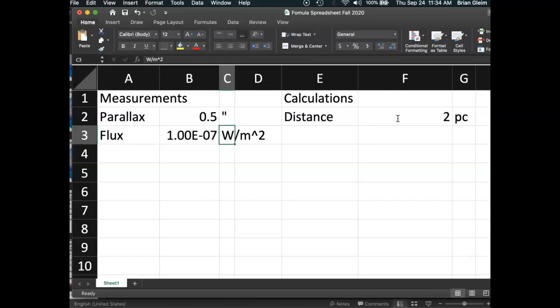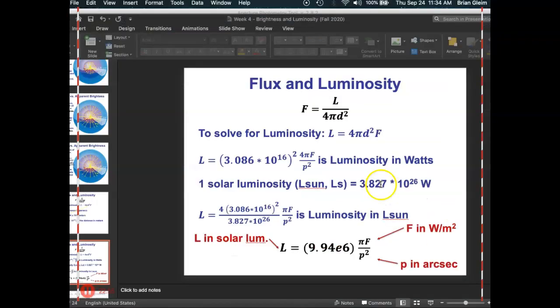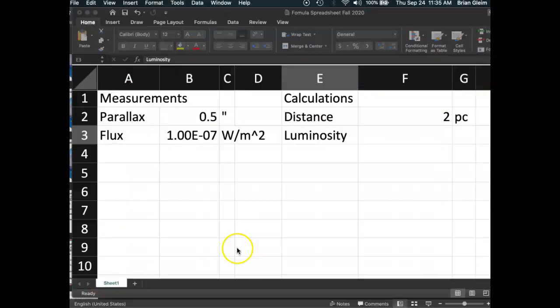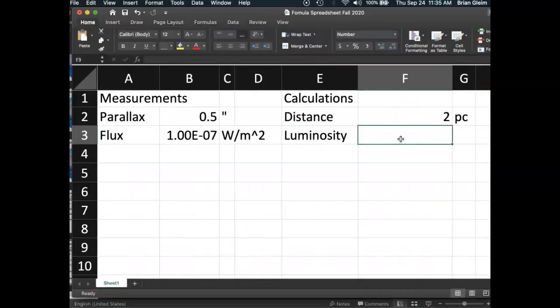What's the luminosity? This is where this equation can come in very handy, right? Because these are my two inputs. These are my two direct measurements, flux and parallax. I just have it crunch this number, and that'll give me the luminosity.